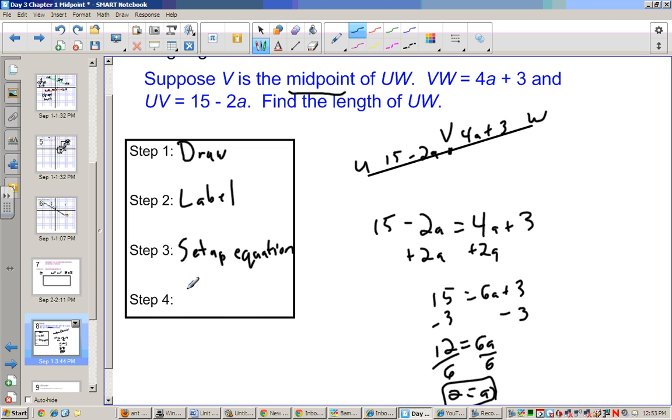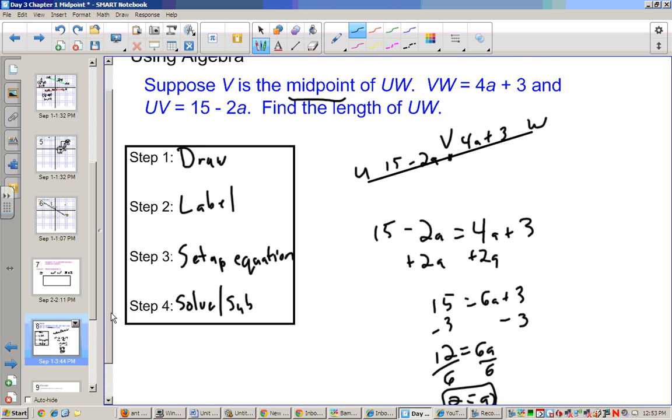So then we just need to solve and substitute. So to substitute, it tells us what the length of UW is. That's this whole length. If I substitute the 2 in, 2 times 4 is 8. 8 plus 3, this distance is 11. And if that's the midpoint, this has to be 11 as well. So the whole distance, UW, is going to equal 22 units.